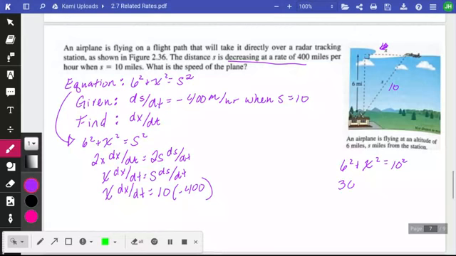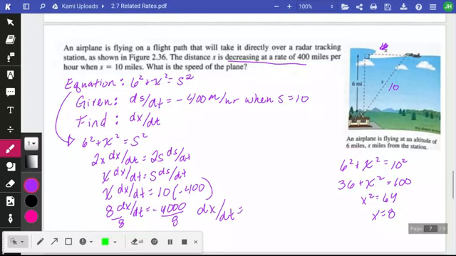That's much better. So I have 36 plus x squared equals 100, and subtract 36 so that x squared is equal to 64. So x is equal to 8, and I can go plug that in. So 8 dx over dt is equal to negative 4,000 if I multiply by that 10. And then I can divide both sides by 8 so that I get dx over dt is equal to negative 500 miles per hour. But since we are asked for speed specifically, the speed is equal to 500 miles per hour.